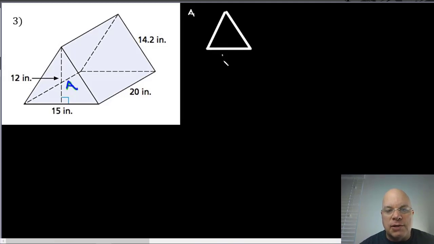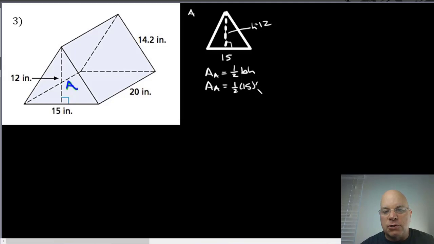It has a base of 15 and a height of 12. And base and height are all I need to calculate the area of that face. The area of face A will be 1/2 base times height. So the area of face A will be 1/2 multiplied by 15 multiplied by 12. I'm going to associate and take half of 12, so 6 times 15 is 90. So the area of face A is 90.